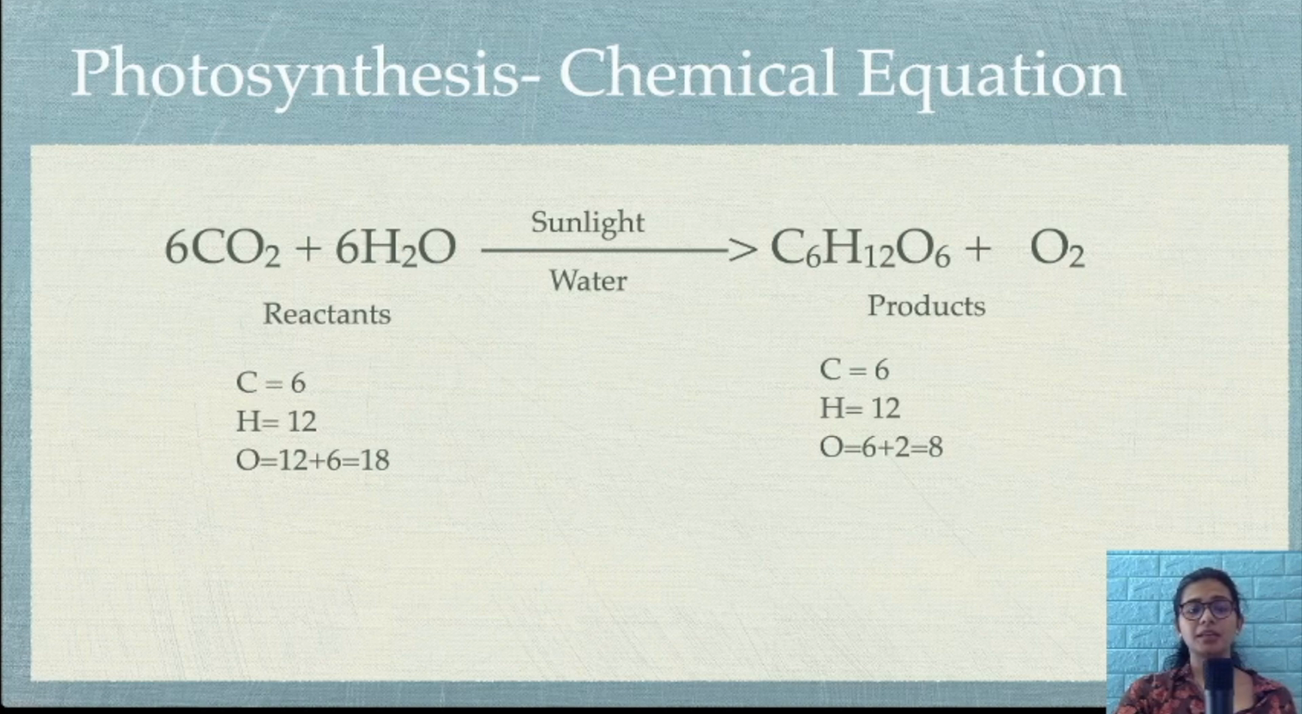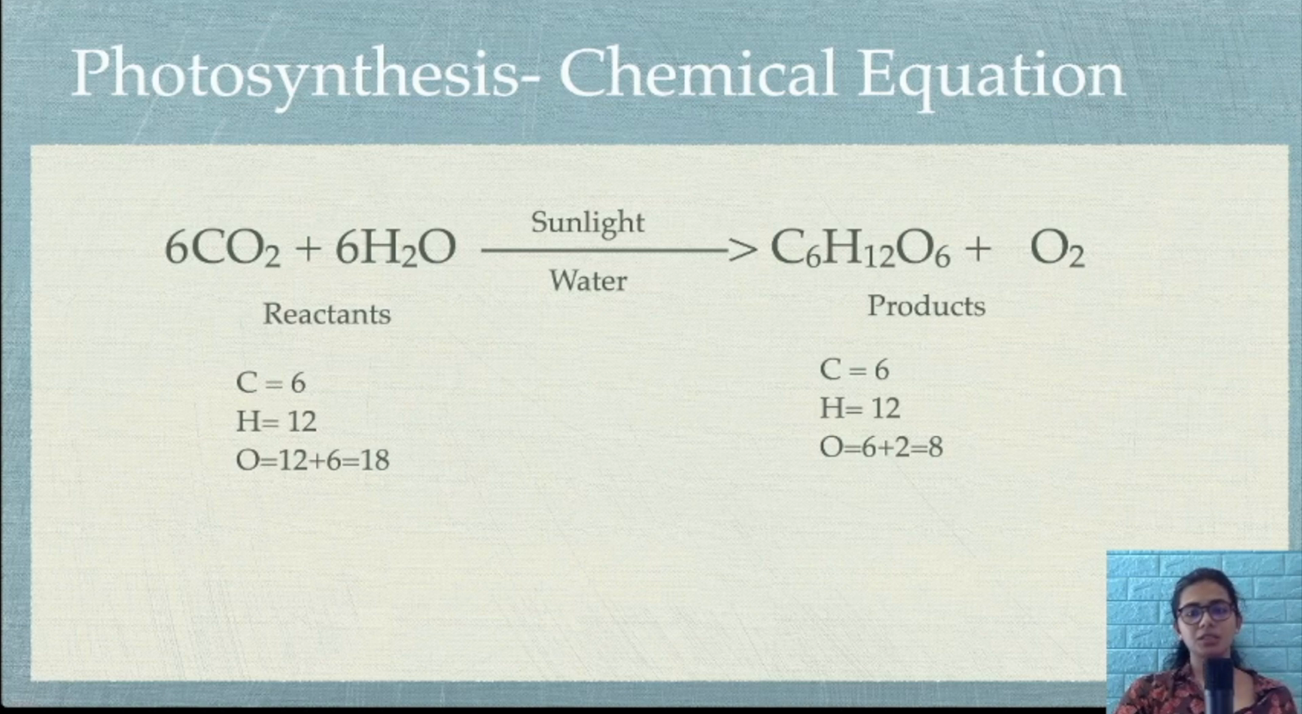Now what is remaining is the oxygen atom. So oxygen, you can see it has turned to 18 atoms on the reactant side after we made the changes. It's turned to 12 in carbon dioxide and 6 in water. So 18 atoms on the left hand side, and on the product side it's 6 plus 2, 8, right?